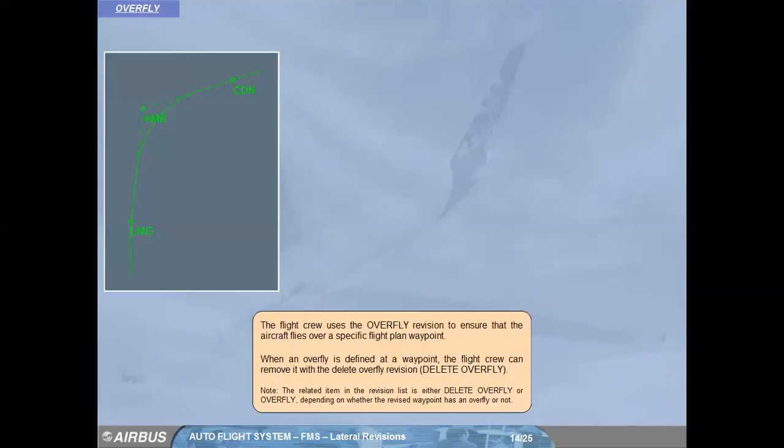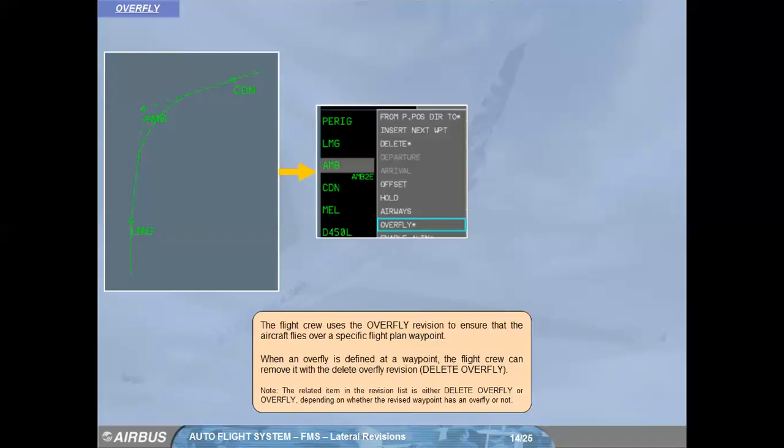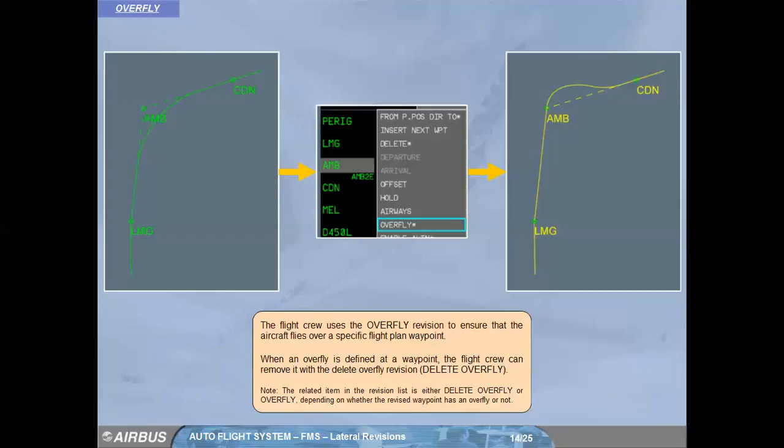The flight crew uses the overfly revision to ensure that the aircraft flies over a specific flight plan waypoint. When an overfly is defined at a waypoint, the flight crew can remove it with the Delete Overfly revision. Note, the related item in the revision list is either Delete Overfly or Overfly, depending on whether the revised waypoint has an overfly or not.